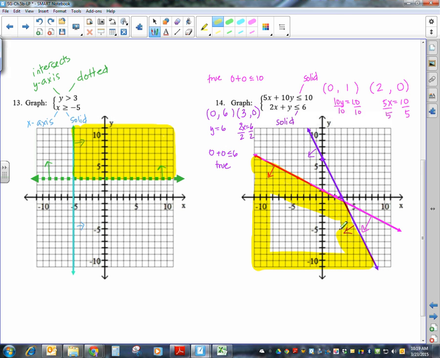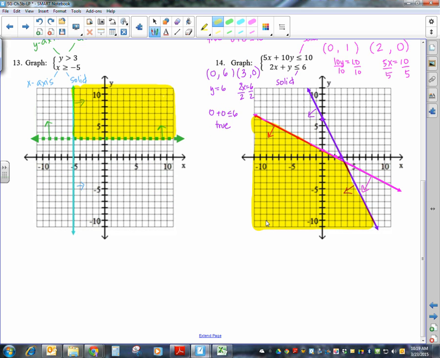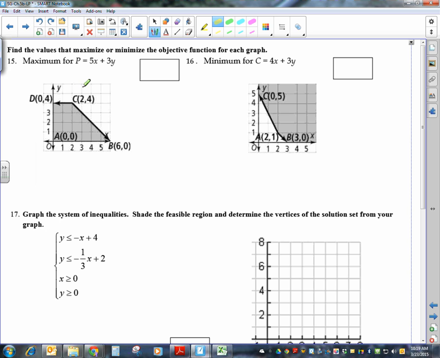So this carries forward to the last couple of problems that we have, which is linear programming. And this time we have to be really careful about our points of intersection because those points are what's important. However, on the first ones, I give those to you. So in this first one, find the values that maximize or minimize the objective function for each graph. So you're going to take each of these points, A, B, C, D, and plug them in to your profit equation.